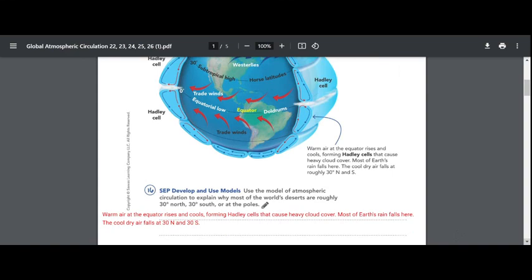So we know that warm air at the equator rises and then cools, and that forms Hadley cells that cause heavy cloud cover. So most of the Earth's rain falls there. The cool, dry air falls at 30 degrees north and 30 degrees south.